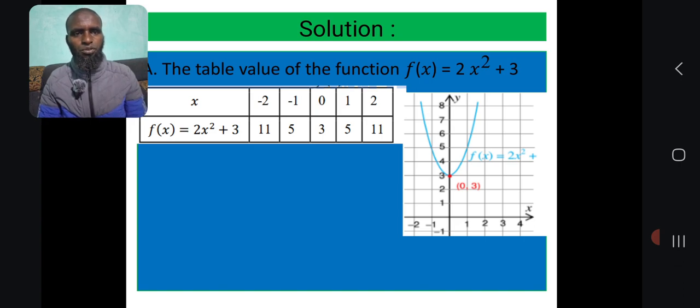I hope you got some concepts about how to draw the graph of quadratic functions. You can do the others by yourself, depending on the given example. So for today, this is enough. Next time we'll start the next part or the extension of this one. Till then, goodbye.